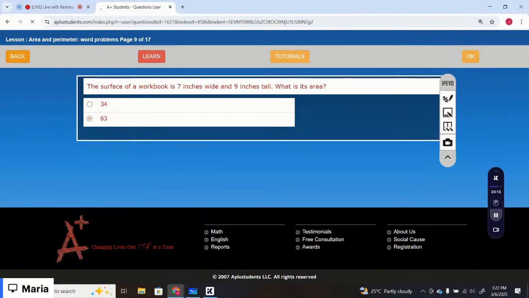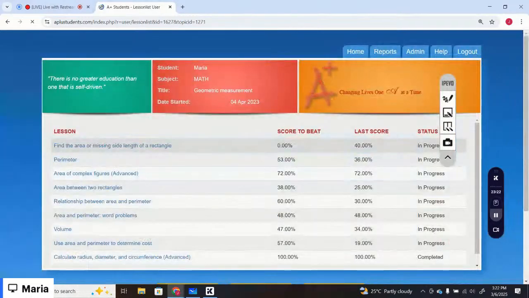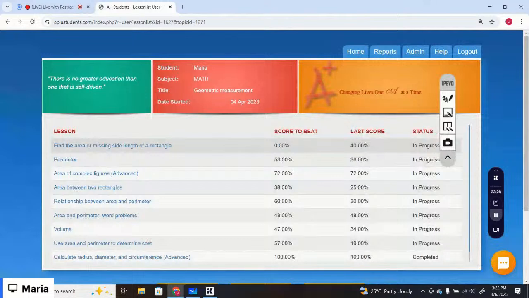Okay, you can complete the lesson by yourself. Your task today is just to move on to the next lesson. The next lesson is volume. Let's just start with the next lesson. Volume it is.